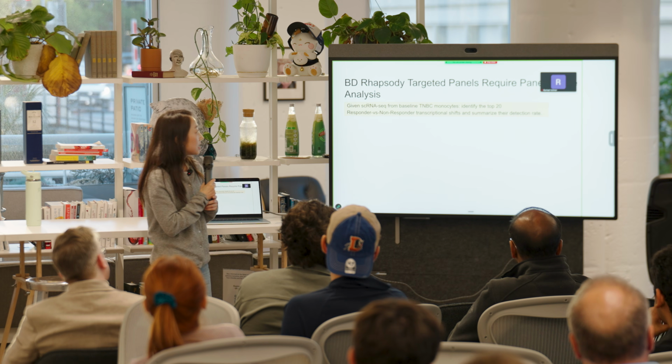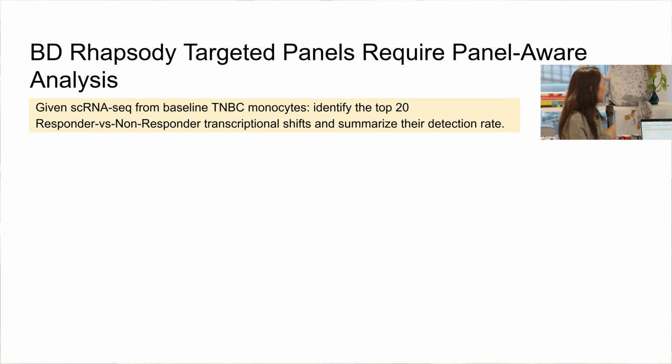Okay, the second kit I chose is the BD Rhapsody. This is slightly different from the 10x Chromium. With 10x Chromium, the data I pick is sometimes the whole transcriptome. For this case, it's the targeted panels, so it includes around 300 genes. For this, I want to test if the agent has this panel awareness to perform analysis.